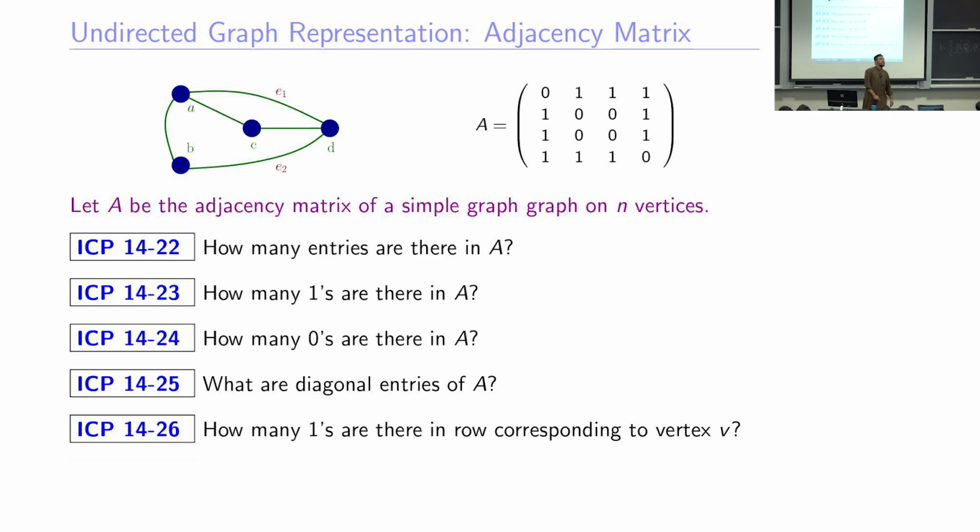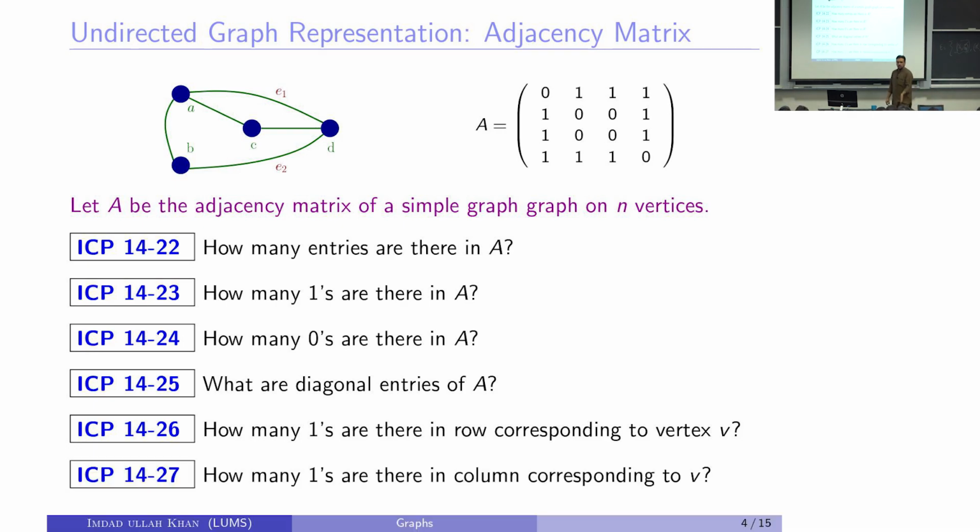How many ones are there in the row corresponding to a vertex V? How many ones will be there in the row corresponding to vertex V? That is the degree of V, right? How many edges are incident on the vertex? How many ones are in the column corresponding to the vertex V?